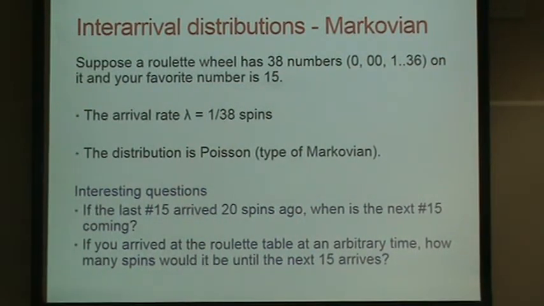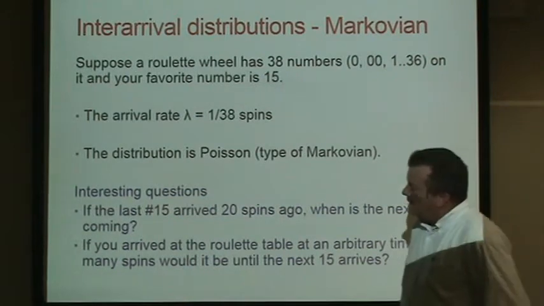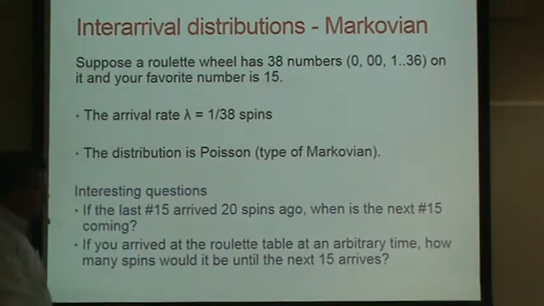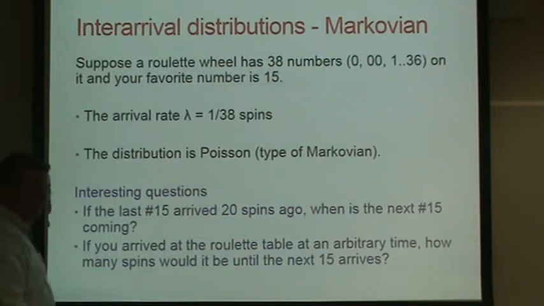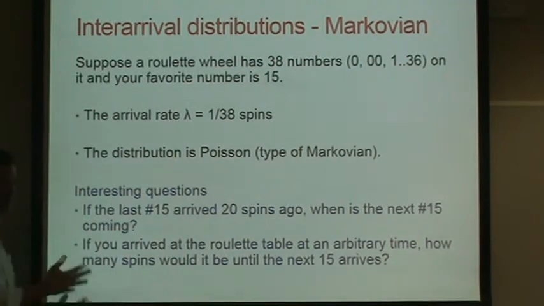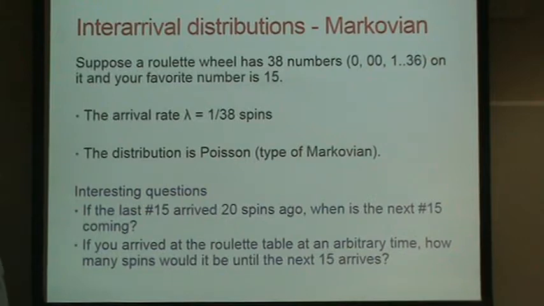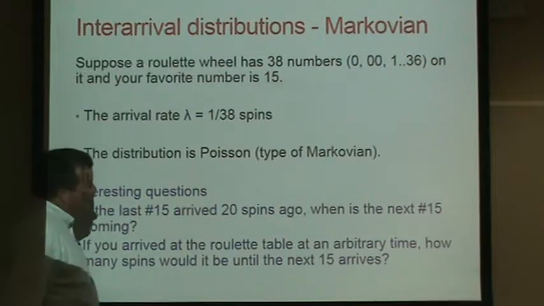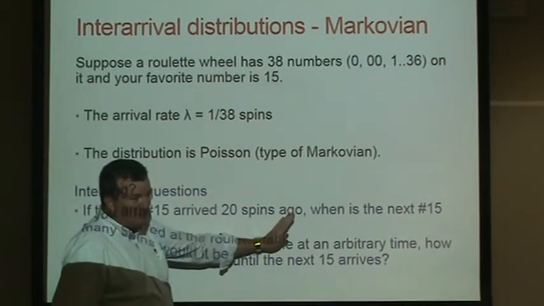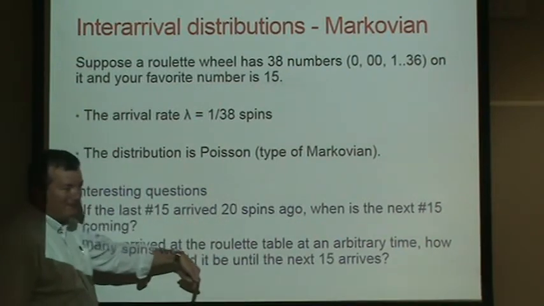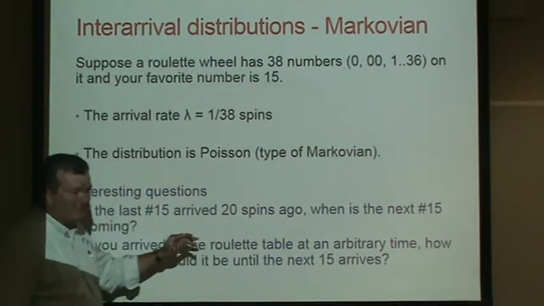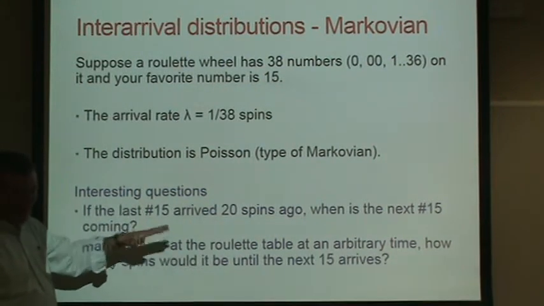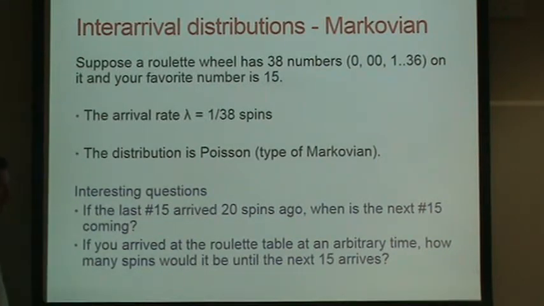But then the question is, if I tell you information about the past, if I say the last time it came up was 20 spins ago, when will the next one be? Does the fact that the last one came up 20 spins ago even factor into when the next one will be? For example, if I told you it hasn't come up for 37 spins, would you say it's definitely coming up on the next spin? Or what if it came up 3 times in a row? Is it now going to definitely come up a 4th time in a row, or it's not going to come up for 38 spins? The past doesn't matter. Right, so this is the case.